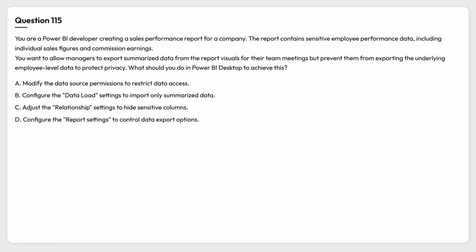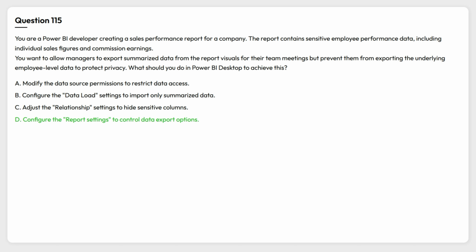Option A: modify the data source permissions to restrict data access. Option B: configure the data load settings to import only summarized data. Option C: adjust the relationship settings to hide sensitive columns. Option D: configure the report settings to control data export options.